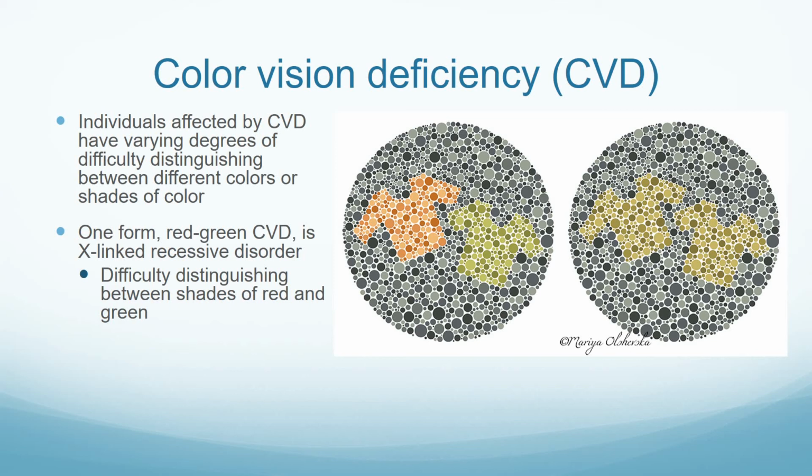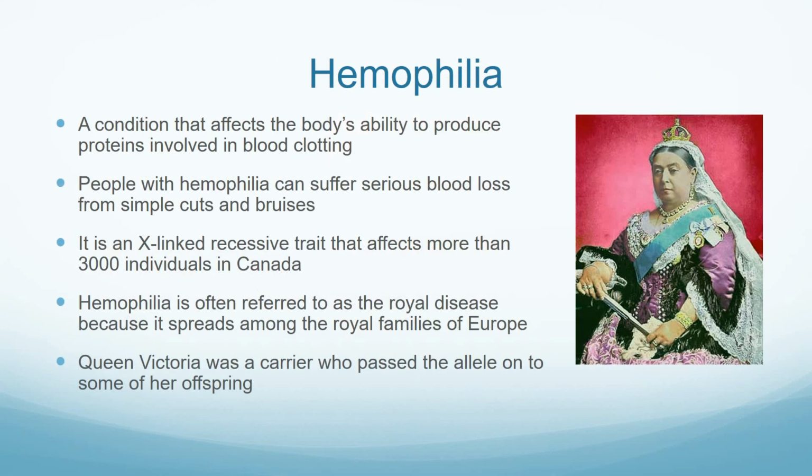Take a look at the picture here. The one on the left is what a normal person without the CVD disorder is going to see, and the one on the right is what somebody with red-green CVD is going to see. Note that it's very difficult to see to begin with, but it's the shades of red and green that are very difficult to distinguish.